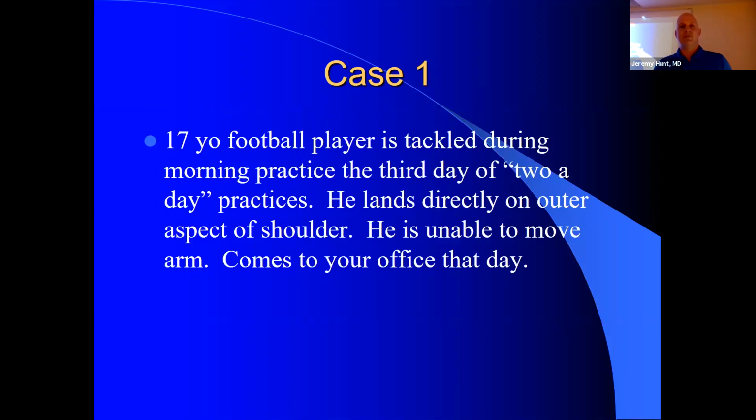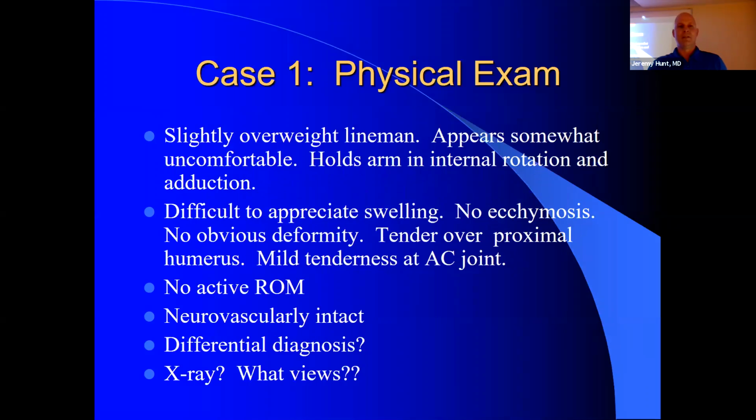So first case: a 17-year-old football player is tackled during morning practice on the third day of two-a-day practices and lands directly on the outer aspect of the shoulder. He's unable to move his arm and comes to your office that day. On exam, he's a slightly overweight lineman who appears uncomfortable and holds his arm in internal rotation and adduction. It's difficult to appreciate swelling because of his size. You don't see any discoloration or obvious deformity. He's tender over the proximal humerus and a little tender over the AC joint. He just won't move it for you because it hurts too much. Neurovascular seems to be intact.